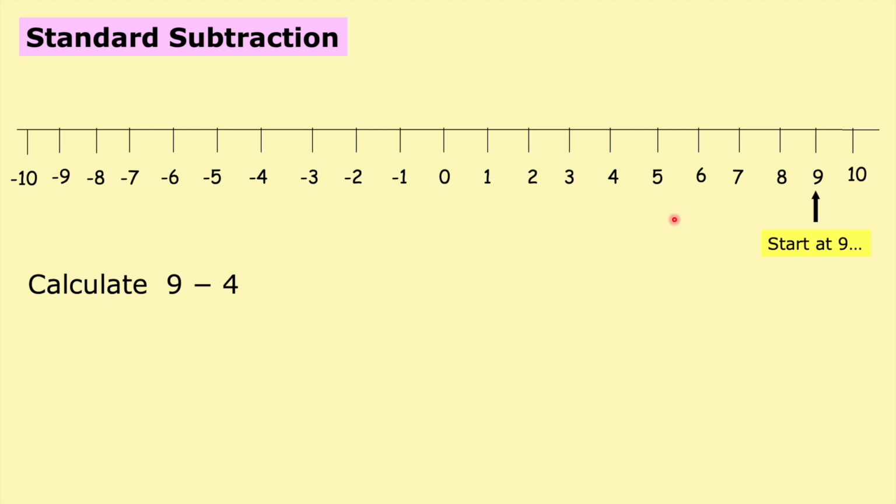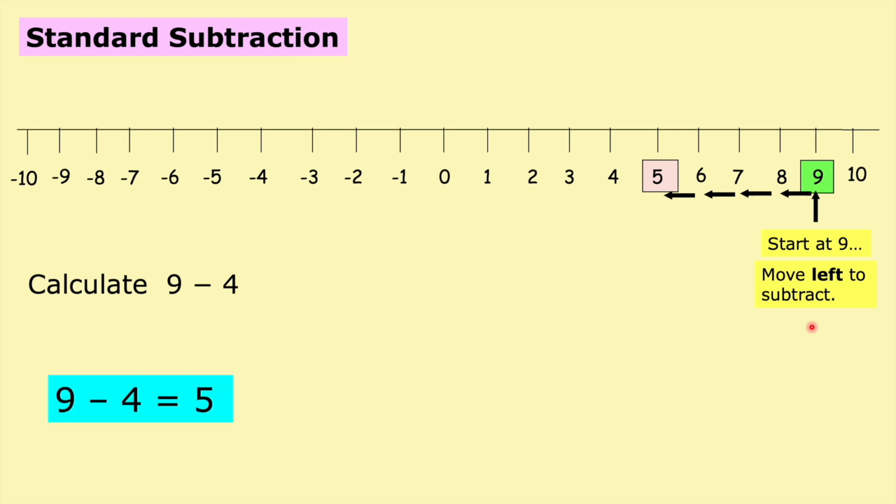So we're starting at number 9, and because we're subtracting 4, we're going to move down the number line to the left, so our numbers are going to get smaller. So we said last time that we move left when we subtract. So we're moving left 4 places to get to 5, which means 9 subtract 4 equals 5. So notice again we said move left when we are subtracting.